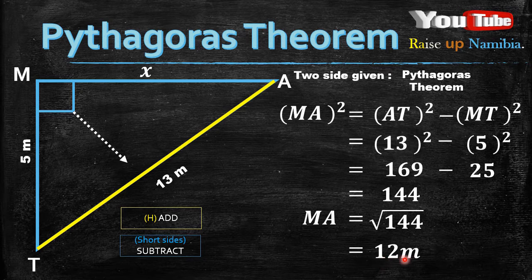It is 12. So 12 meters is the length of MA, which is this line. Okay? So that's your final answer.